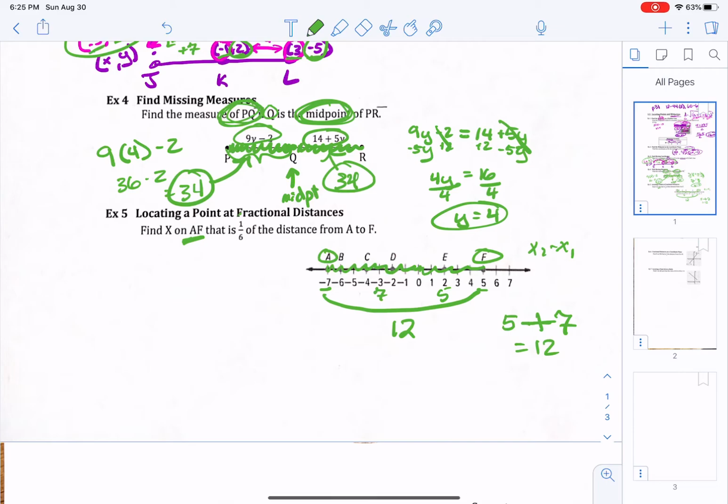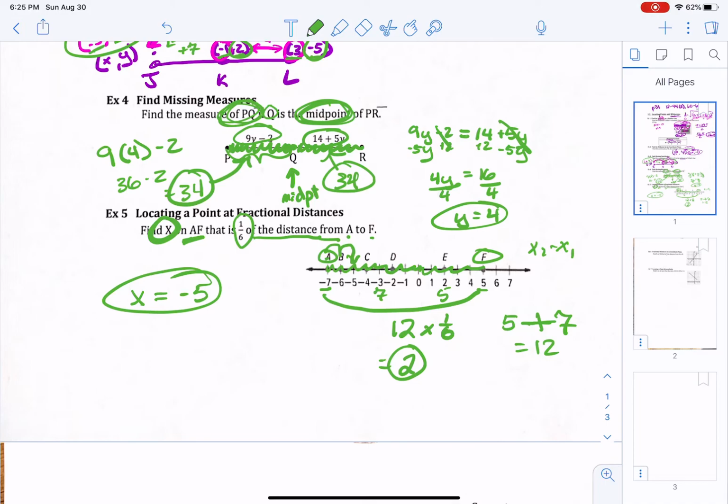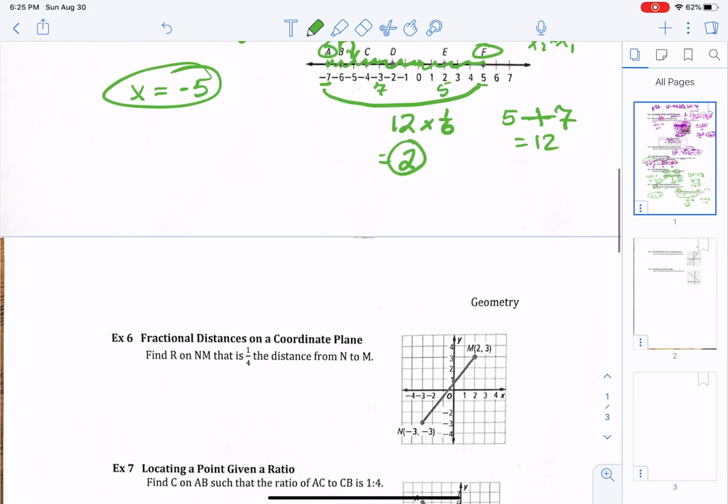They want 1/6 of that distance, okay? So 1/6 of 12 would be 1/6 times 12, and that's just going to be 2 units, okay? So I want 2 units from A to F. So we're starting at A and we're going to F, but we're only going 2 units. So from A to F, x, which is my point right here, they're saying find x. X is going to be located at negative 5 because that's 2 units from A on its way to F, okay? Not too hard there.